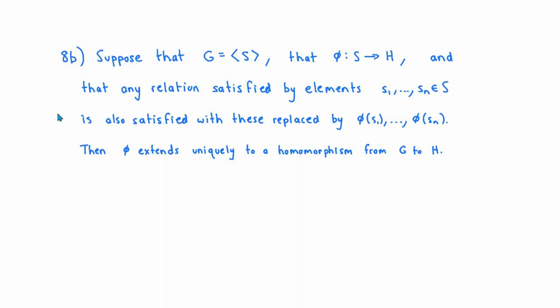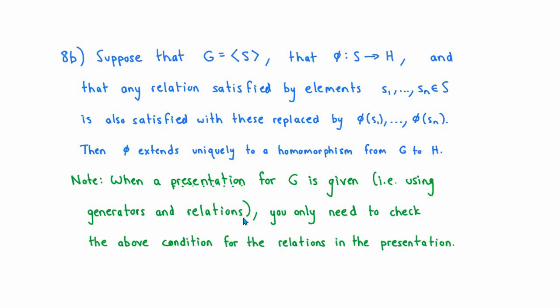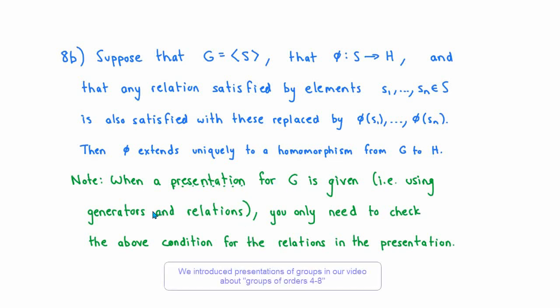Well, what this property tells you is that as long as any relation satisfied by the generators is also satisfied by their images, then it's going to extend uniquely to a homomorphism from G to H. Of course, that sounds like it might be something which is difficult to check in general, but it's especially useful when you have a presentation for your group using generators and relations.